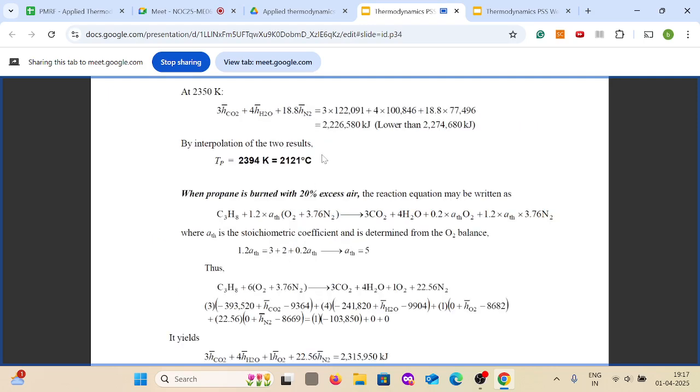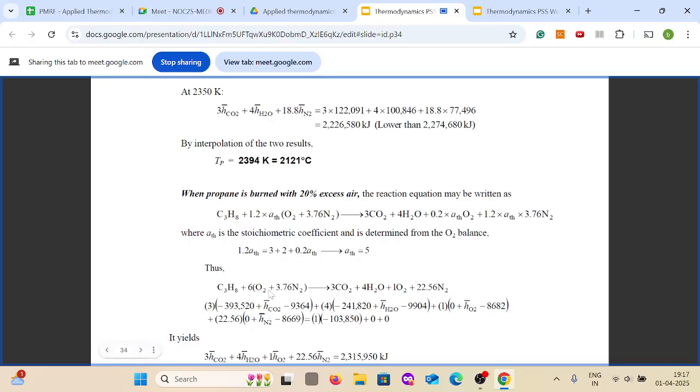And similarly, if we use excess air, in this case A is 1.2 times A, so instead of 5 we will have 5 into 1.2, which is 6, and this is how the complete combustion expression will look. So 1 mole of propane reacting with 6 moles of air to give 3 plus 4 moles of water plus 22.56 moles of nitrogen.